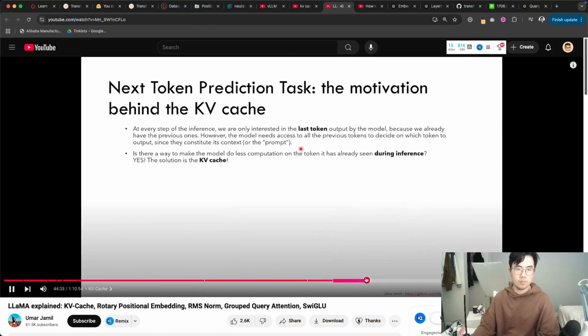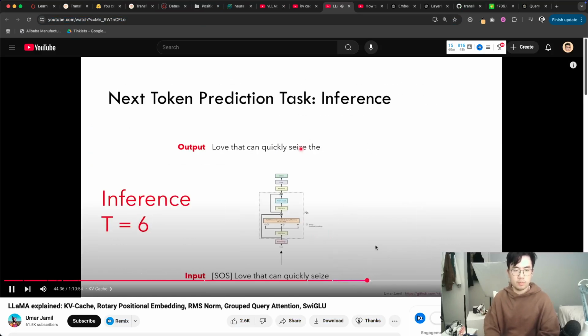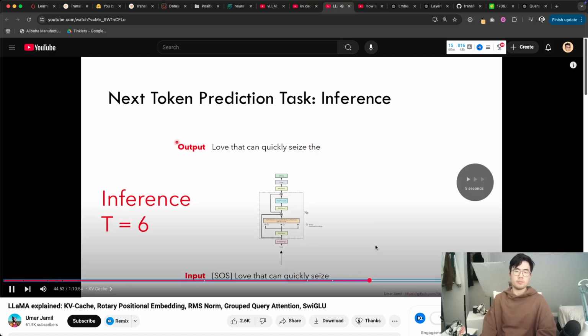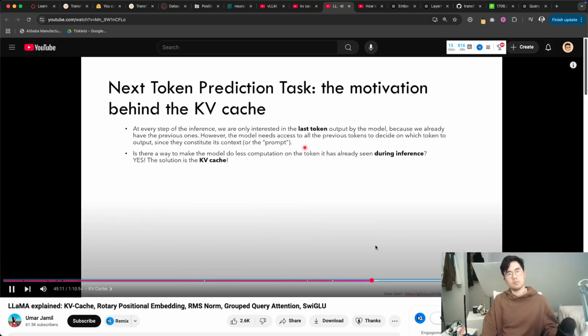What I mean by this is that to output, for example, the last word, the model has to see all the input here. We cannot just give the last token. The model needs to see all the input to produce this last output. And this is where the KV cache comes in.